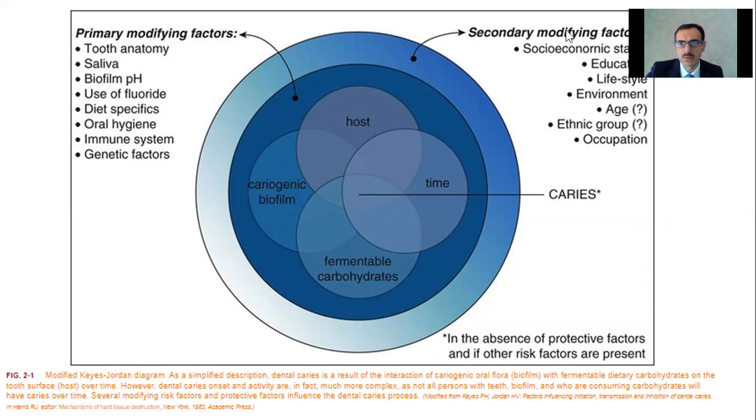Here you see the primary modifying factors that we discussed and the secondary modifying factors. Primary modifying factors are tooth anatomy, saliva, biofilm, pH, use of fluoride, diet specifics, oral hygiene, immune system, and genetic factors. And the secondary modifying factors such as the socioeconomic status, education, lifestyle, environment, age, ethnic group, and occupation. And here you see the four factors including the caries formation: the host, the time, fermentative carbohydrates, and cariogenic biofilm.